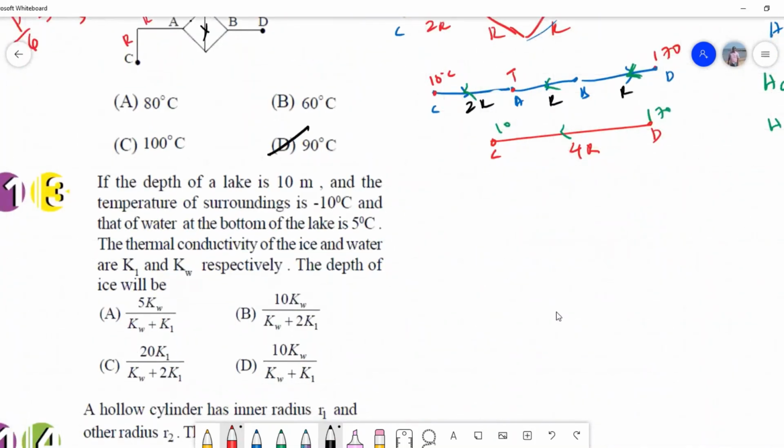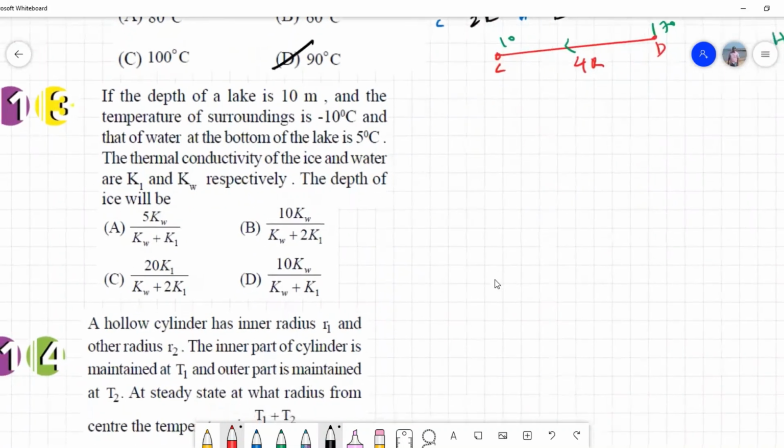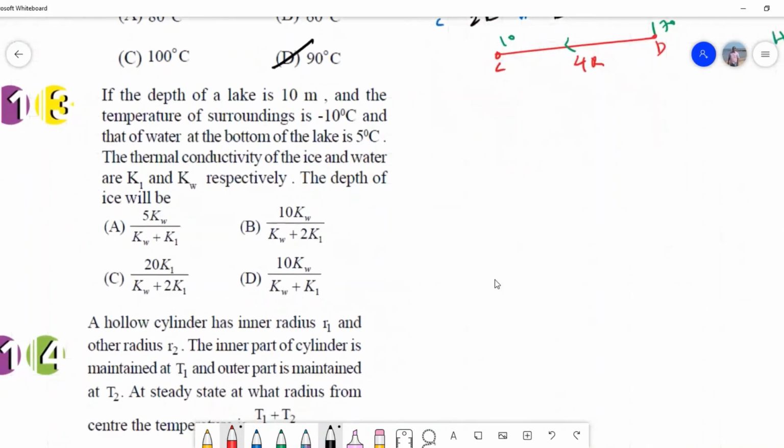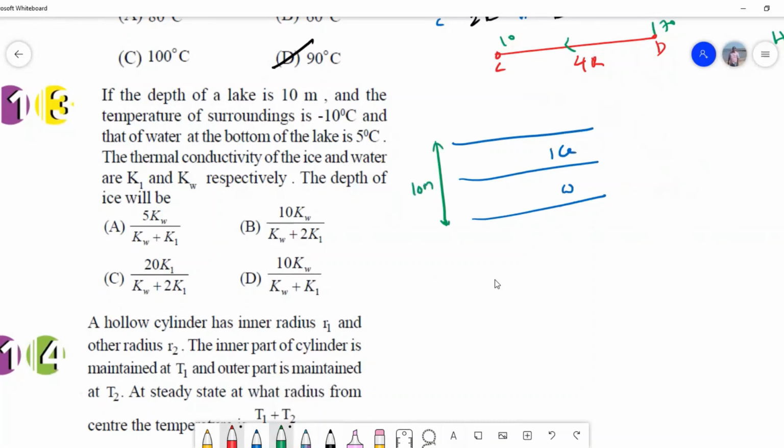Now let's move on to question number 13. If the depth of the lake is 10 meters and the temperature surrounding it is minus 10 degrees centigrade, and the depth of water at the bottom is 5 degrees. Okay. So let us draw the diagram. So here ice is there, water is there. The total depth of this is given as 10 meters.